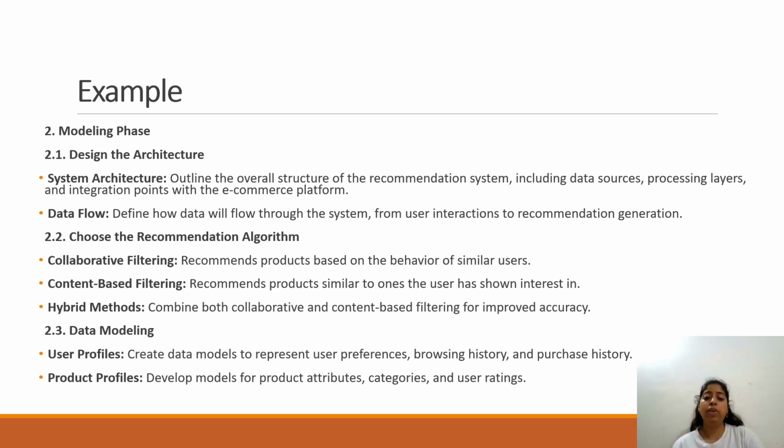Choose the recommendation algorithm. Collaborative filtering: recommend the products based on the behavior of similar users. Content based filtering: recommend the products similar to the ones the user has already shown interest in. Hybrid method: combine both the above methods.